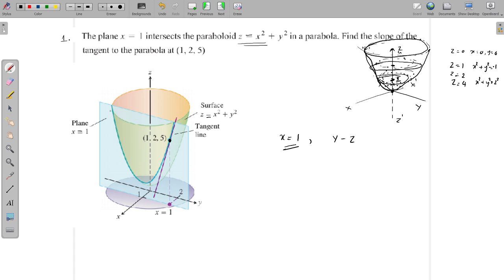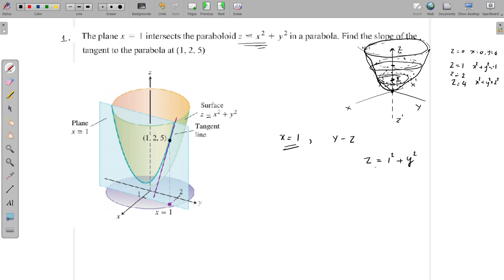In this plane, we need to find the equation of this parabola. That is obtained by putting x equal to 1 in this equation. Once you consider z equal to x square plus y square at x equal to 1, you can get this function. So this is the equation of this parabola, by putting x equal to 1 in the paraboloid. That is because the parabola is obtained by taking the intersection of the paraboloid and x equal to 1. So by solving these two equations, x equal to 1 and z equal to x square plus y square, you will get the equation of this parabola.